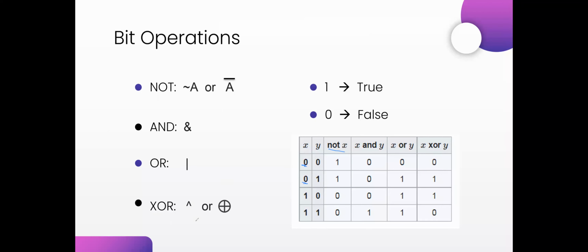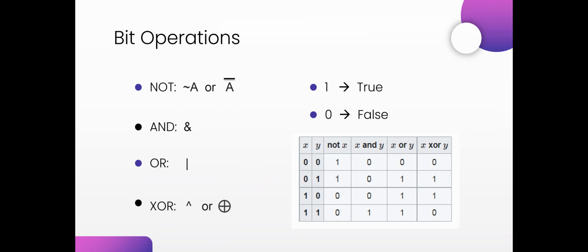For XOR, you will see different notation. Sometimes you will see XOR, sometimes you will see this sign. I don't know the English name for this sign. And sometimes you will see this other sign, okay? So A, this sign, B means XOR. Sometimes you will see A and this sign B, that also means XOR. The same thing.